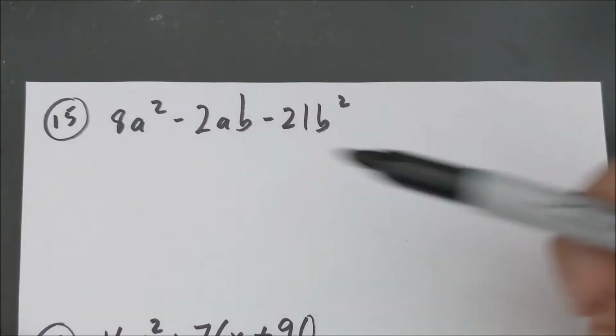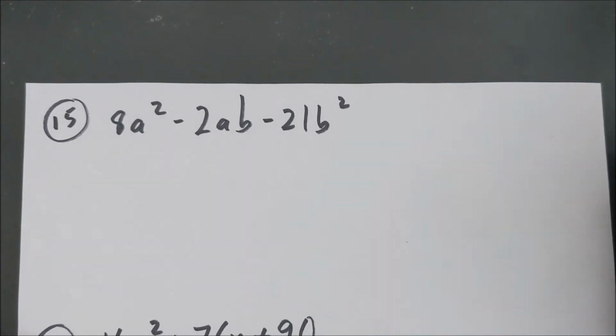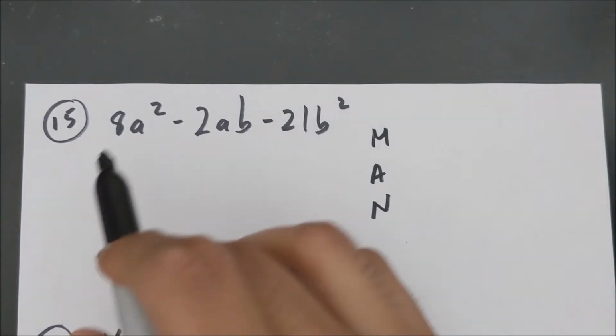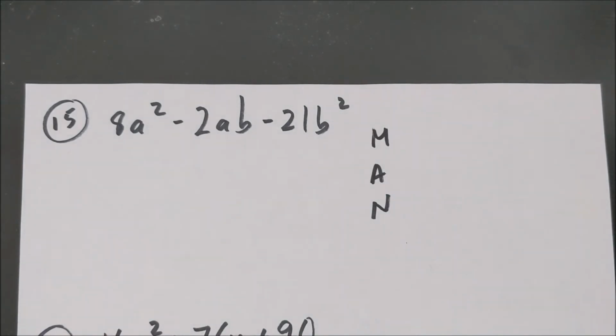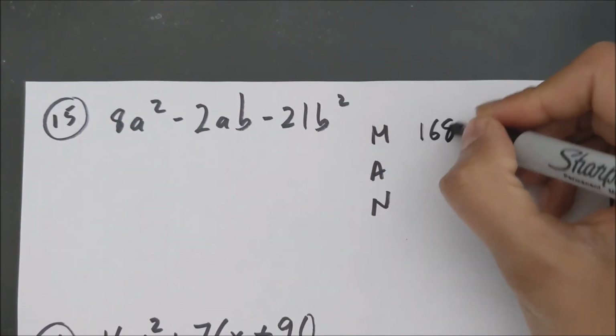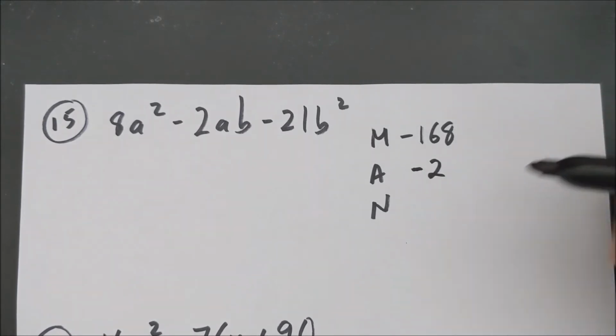Okay, so this next one here is a trinomial. It's just got a and b and a b squared, and the numbers are slightly larger, which is why I want to show this one. So my m is 8 times -21. I'm going to do that in my calculator because it's a bit too large. So -168, and my a is -2.